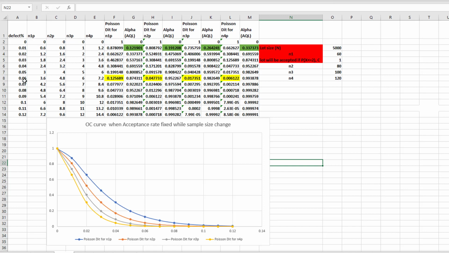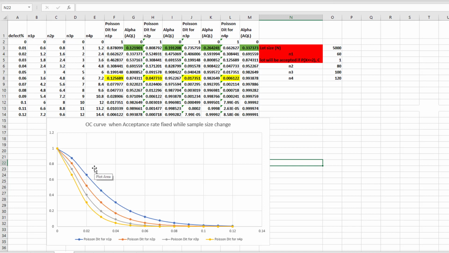If we want to check the consumer risk at a defective of 0.06, you can see the beta value for 0.06 when n was 60 was 12%. Okay, but now when we increase the sample size to 80, so basically for N2P we utilize 2. For 0.06, this risk is further reduced, which is 0.047. For N3, we utilize 100. Now we use the sample size 100, so it's further decreased.